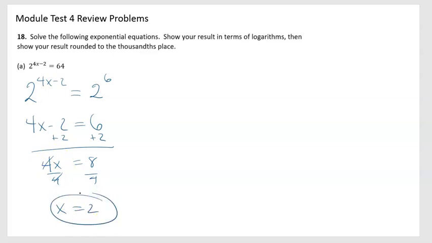Divide each side by 4, and you get x is equal to 2. No rounding required. Now, if you decide to solve this using the methods that we talked about, where you take the natural log of both sides, that's perfectly okay too. And let me show you that. So first step is to get the exponential expression by itself, and it is already.